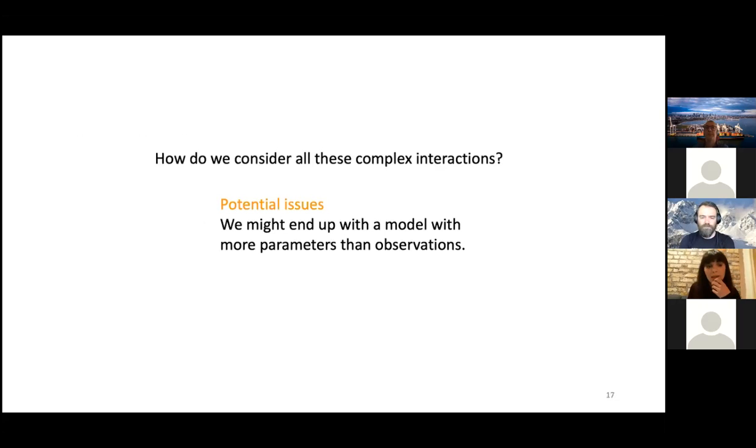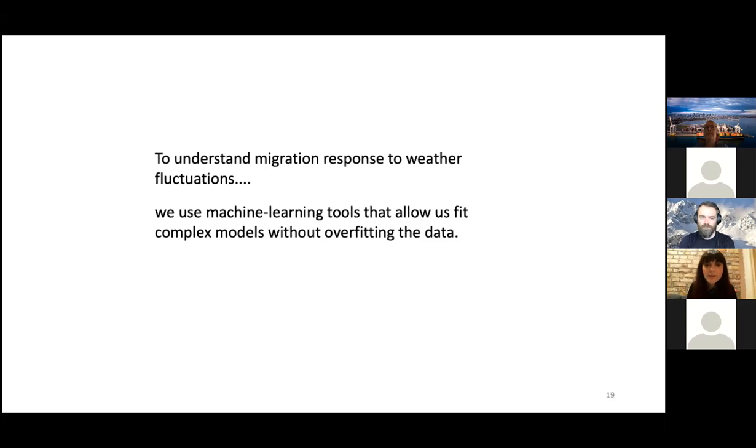So the problem is we might end up with a model with more parameters than observations. If we wanted to include all the indicators that we could think of, suddenly we run into the issue of data, and we don't have enough data to consider all the cells in the combinations that we're considering. And even if we were able to fit the models, we might overfit the data at hand, and our models may not generalize to other data sets. So basically, these are conditions that almost seem perfect for an application of machine learning tools. And those tools basically allow us to fit complex models and also avoid overfitting the data.